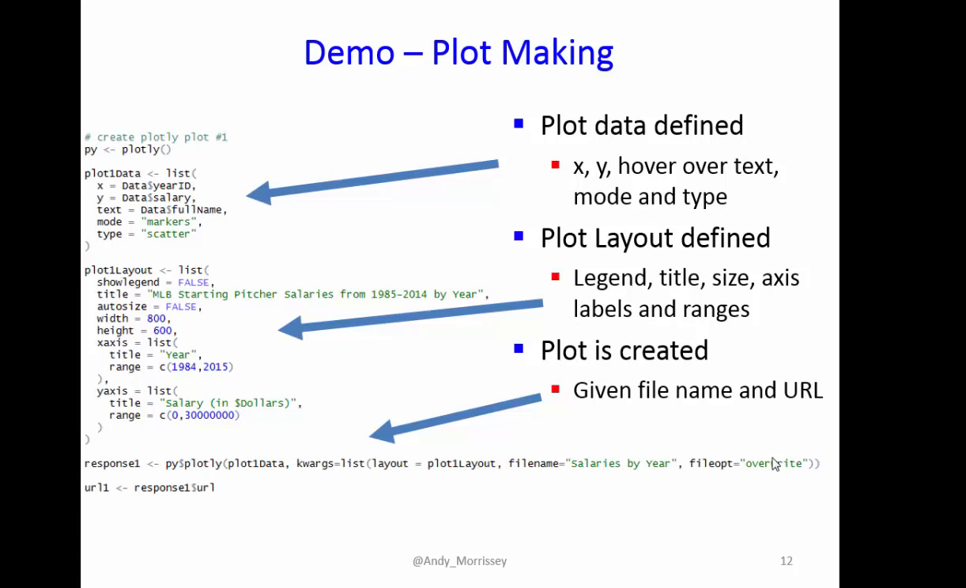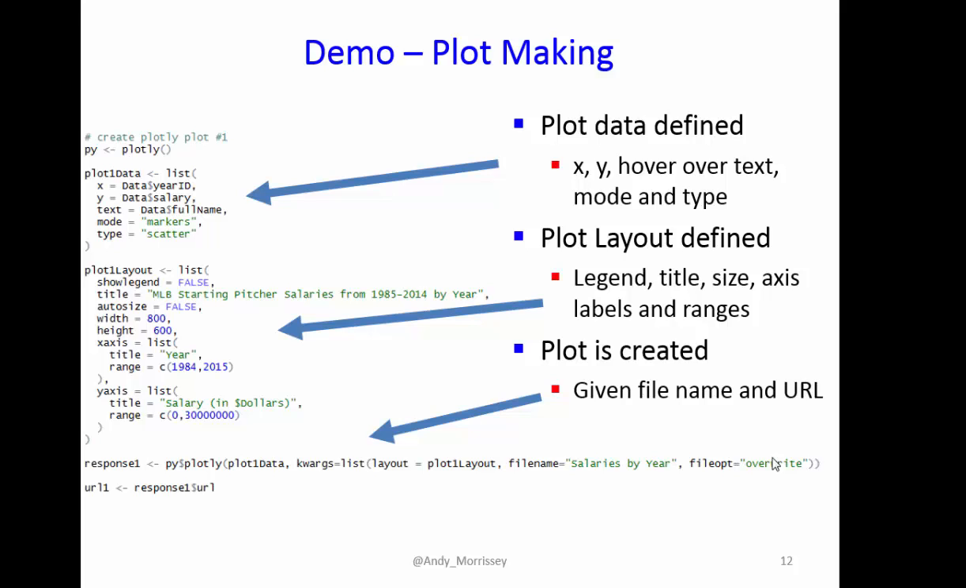Now that the data is in the format that we like, we can start making plots with the Plotly API. The code to make the first plot is shown here on the screen. It's sort of broken up into three groups. First, the plot data is defined, so the x-axis, the y-axis, the text, which is the hover over text, and then the type as a scatter plot is defined.